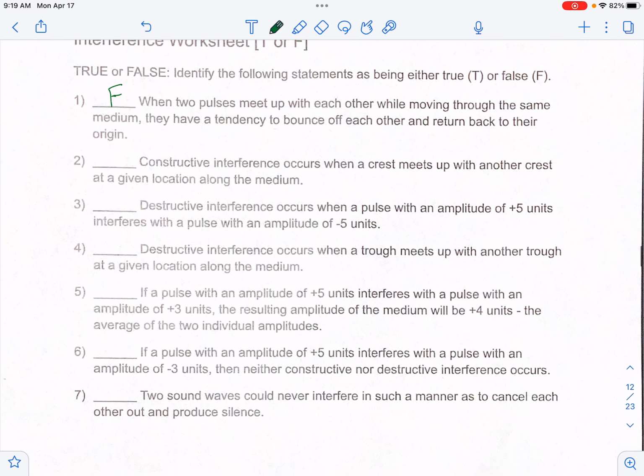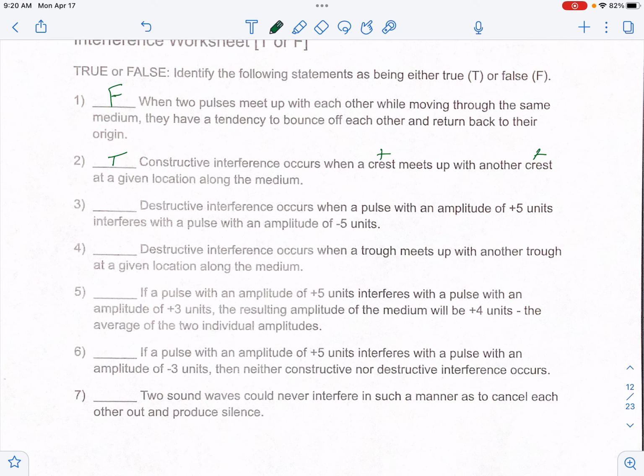2, constructive interference occurs when a crest meets up with another crest at a given location on a medium. So yep, I have a positive with a positive. That is going to be constructive interference. Destructive would be if you had a crest and a trough meeting, like a top and a bottom meeting. But constructive is when it's either a top and a top, or a crest and a crest, or a trough and a trough, which is a bottom and a bottom. I'm sorry, that was true.